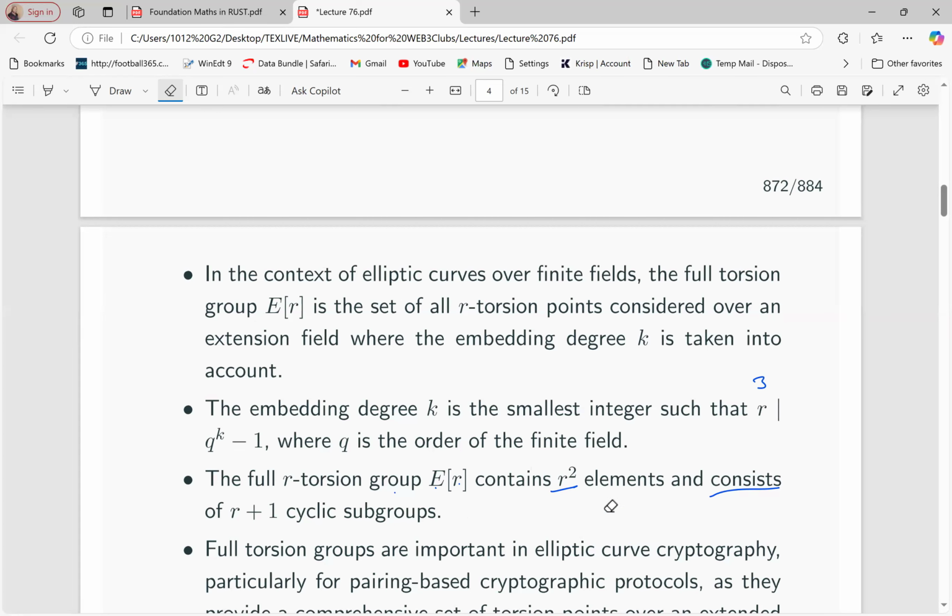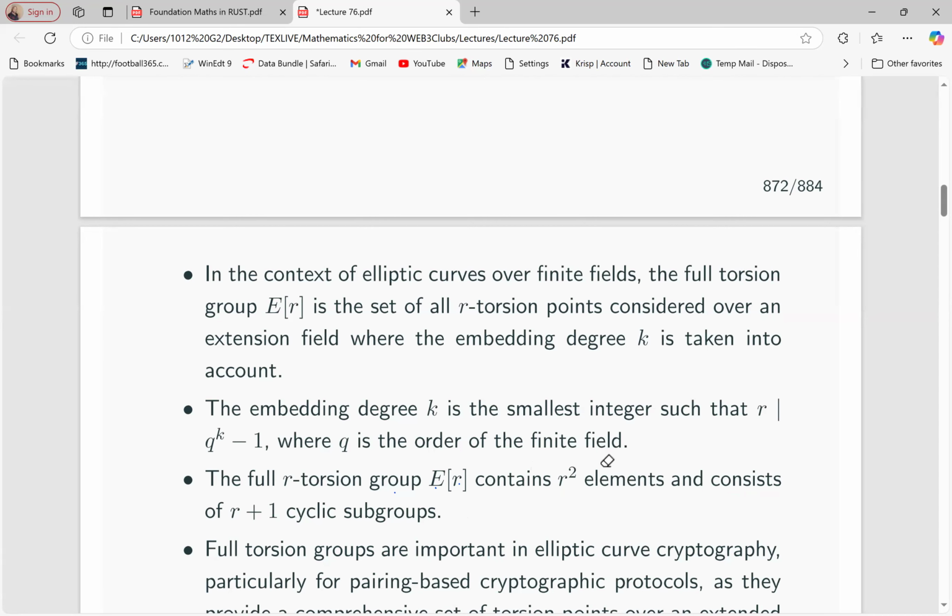The most important thing here is the definition of a torsion group. We defined a torsion point, and now we come to the r torsion group. And what is r? We've already said r would be the integers that divide the order of the group.